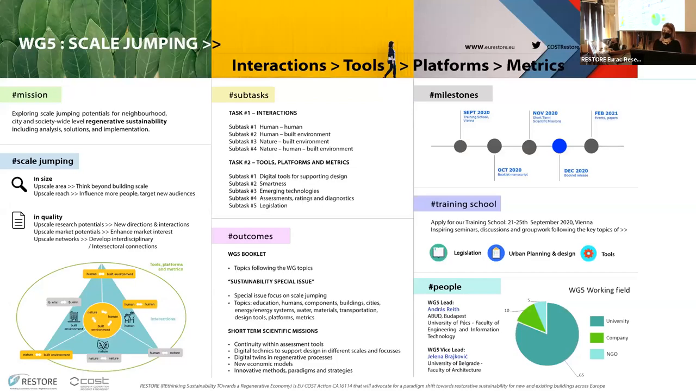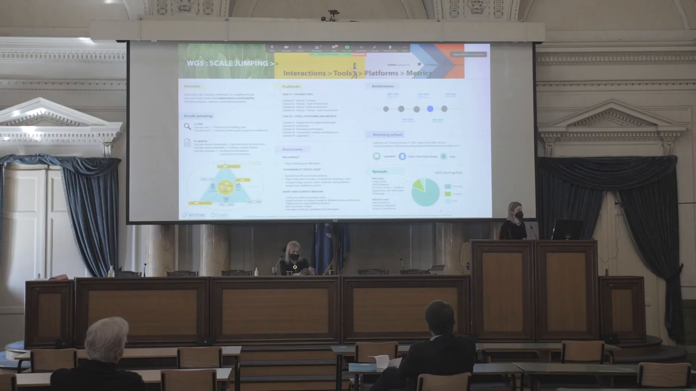So here I'm showing you WG5 infographics, where you can see first, of course, our mission, which is exploring scale jumping potentials through neighborhood, city, and society-wide level regenerative sustainability, including analysis, solutions, and implementation. As I mentioned, scale jumping not only in size, but also in quality. So you can see here we're thinking, which I will present through my other slides, how can we think beyond the building scale, and also how can we influence more people, target new audiences, and topics of that kind.